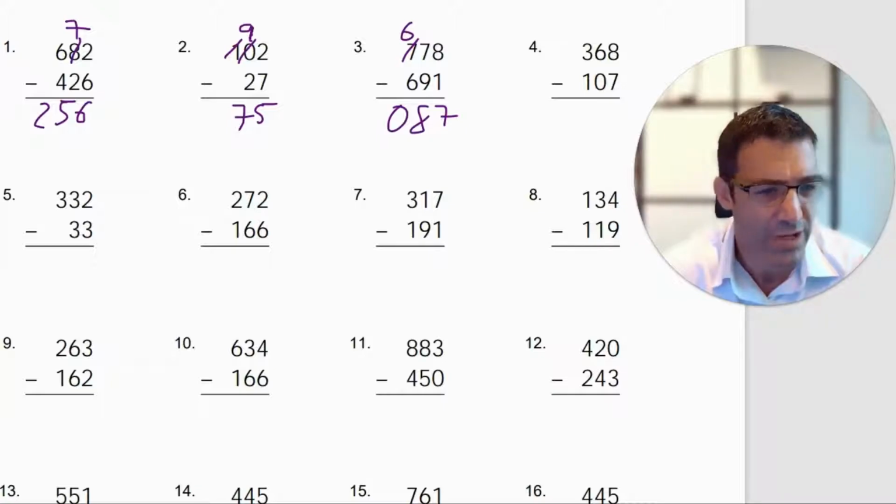Next question, question 4. I think we're doing pretty good here. 8 minus 7 is a 1. 0 take away from 6, that's super easy, that's a 6. And then 3 minus 1 is 2. Okay, I like this one.